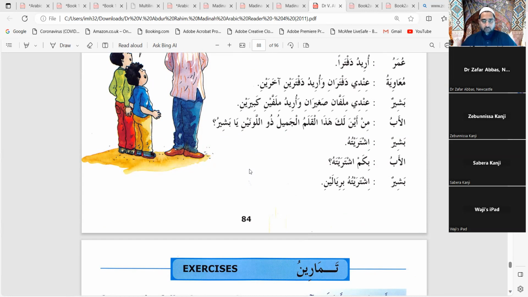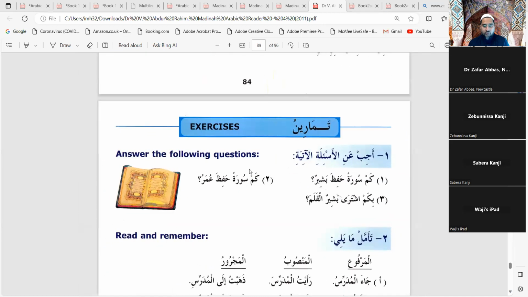من أين لك هذا القلم الجميل ذو اللونين يا بشير؟ From where did you get this beautiful pen of 2 colors, O Bashir? Ishtaraytuhu, I bought it. Bikam shtaraytuhu? For how much did you buy it? Ishtaraytuhu bi riyalaini. I bought it with 2 riyals. Excellent. Right. Thank you.